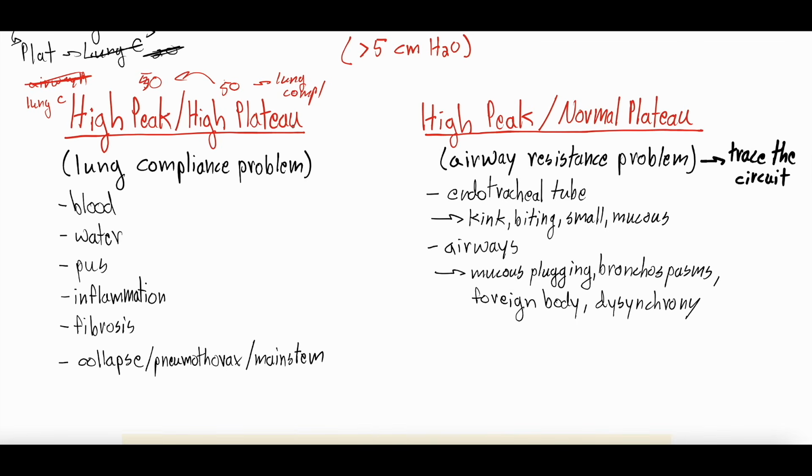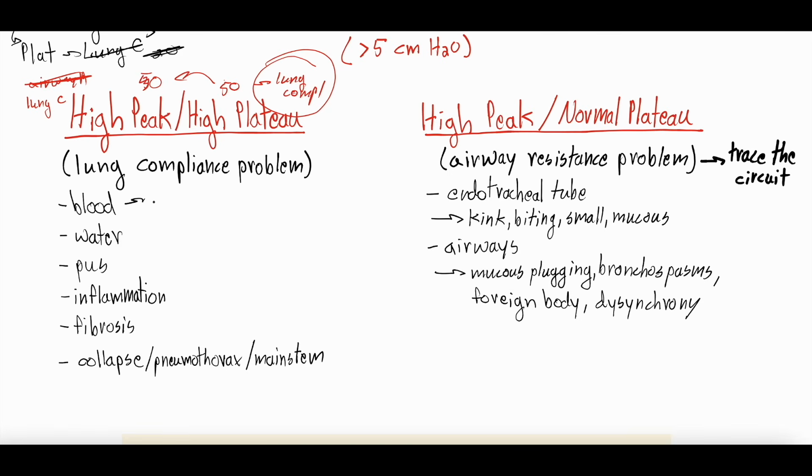So then we think about the things that cause an abnormal lung compliance. And that is the pathophysiology that's leading to that high peak and high plateau pressure, abnormalities in lung compliance. And an easy way to think about those abnormalities is blood, water, pus, inflammation, fibrosis, right?